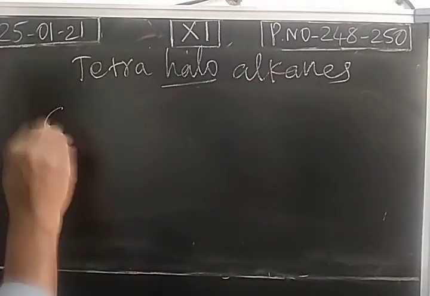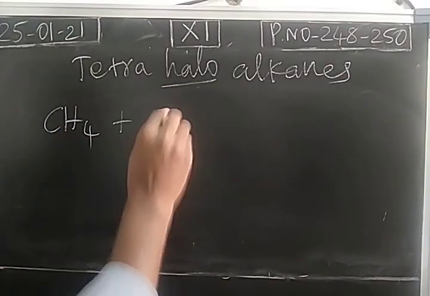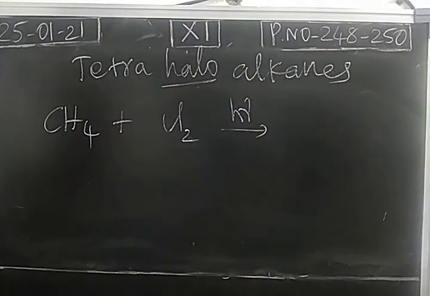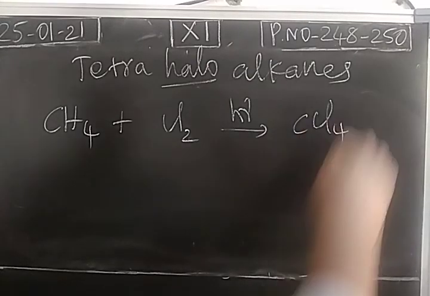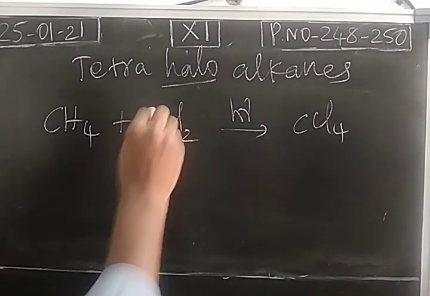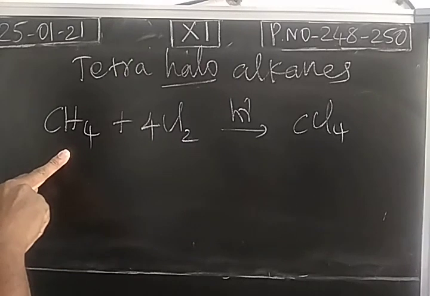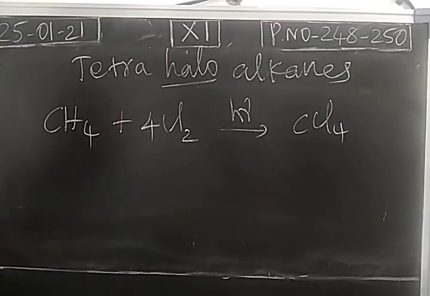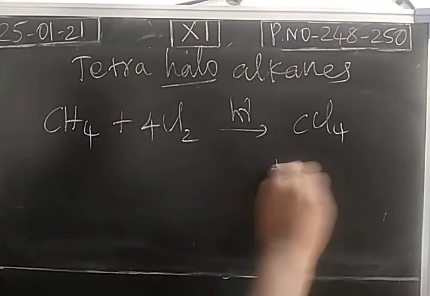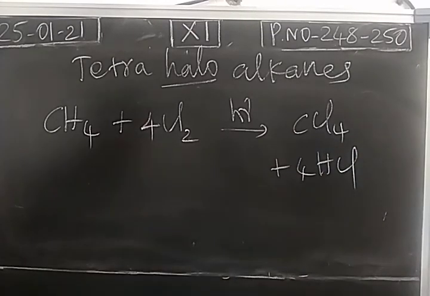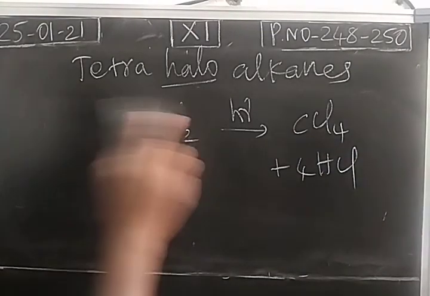So we already studied, methane is chlorinated in the presence of sunlight. Due to free radical substitution mechanism, we will get methyl chloride, methylene chloride, chloroform. The final product will be carbon tetrachloride. From methane, we get methyl chloride. Methyl chloride becomes methylene chloride. Methylene chloride becomes chloroform. Chloroform becomes carbon tetrachloride. So each hydrogen atom will be replaced by chlorine. So we will get carbon tetrachloride as a product. This is the first preparation method.